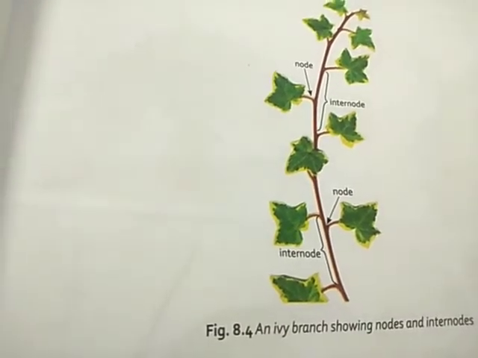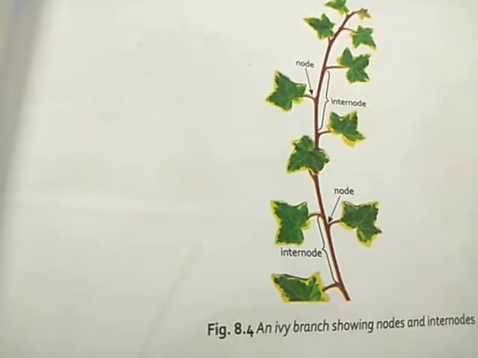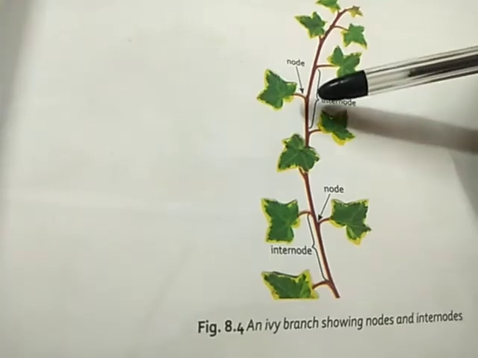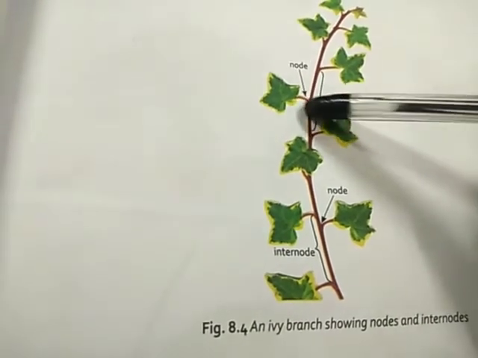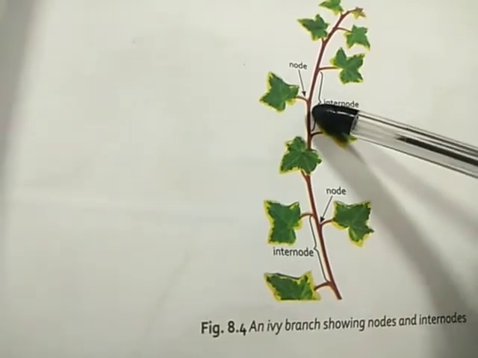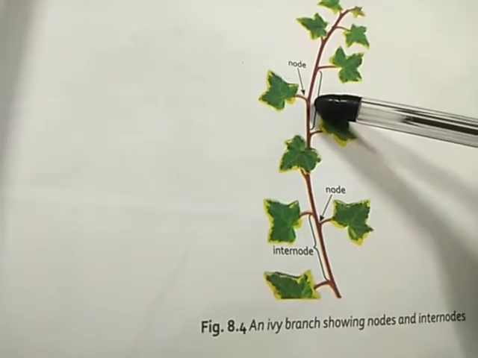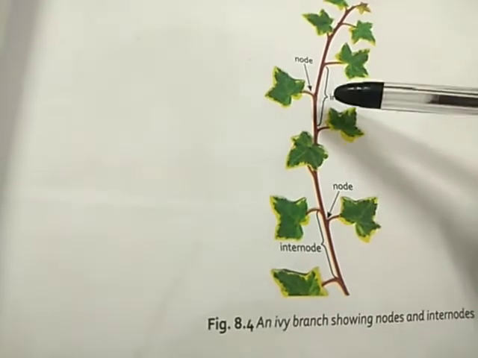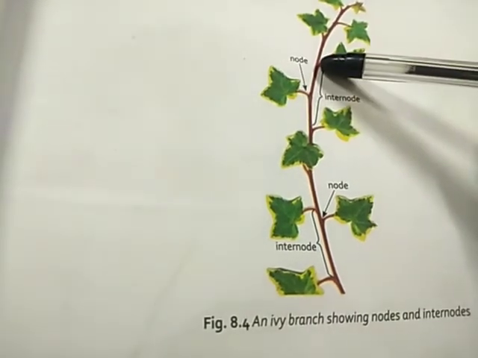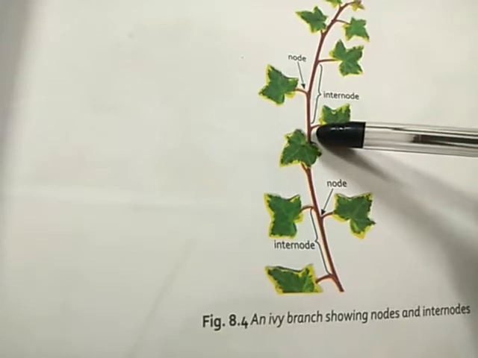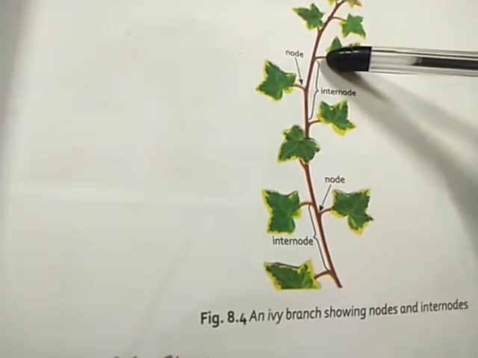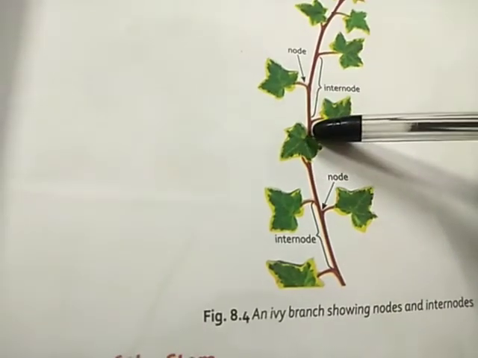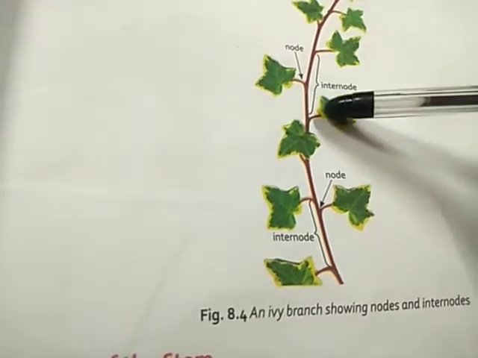The points on the stem where the leaves and branches arise are called nodes. From the branch, where the leaves or other branches start growing, this part is known as nodes. N-O-D-E-S. The space between two adjacent nodes, from this node to this node, is known as the internode. This single part is the node. The space between one node and the next is known as the internode.